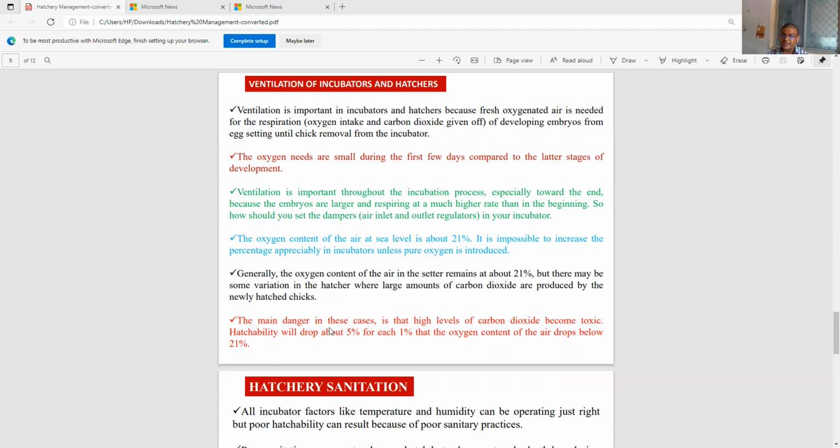The oxygen content of the air at sea level is about 21%. It is not possible to increase the percentage in an incubator unless pure oxygen is introduced. Generally, the oxygen content of the air in the setter remains at about 21%, but there may be some variation in the hatcher. There is a large amount of carbon dioxide produced by the newly hatched chicks. When oxygen level decreases, hatchability will drop about 5% for each 1% drop in oxygen content.